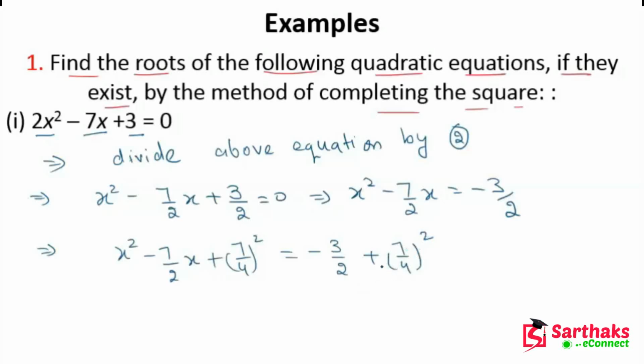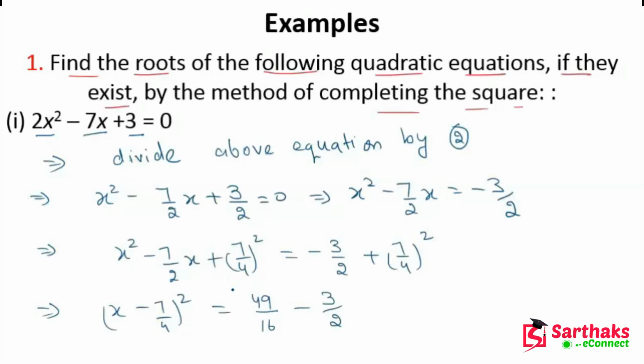Okay, my dear friends, now if we observe, this is the formula like (a minus b) whole square. And what is a? x. And what is b? 7/4. So this will become (x minus 7/4) whole square. And the right side will become 49/16 minus 3/2. I hope, my dear friends, you understand these things.